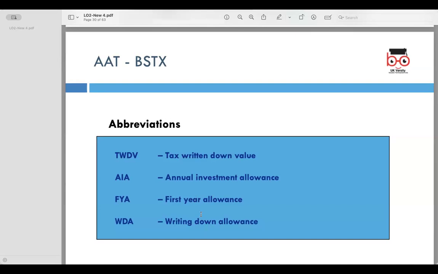First year allowance, or FYA, refers to a tax deduction that enables businesses to deduct the total cost of specific assets in the year that they are purchased.